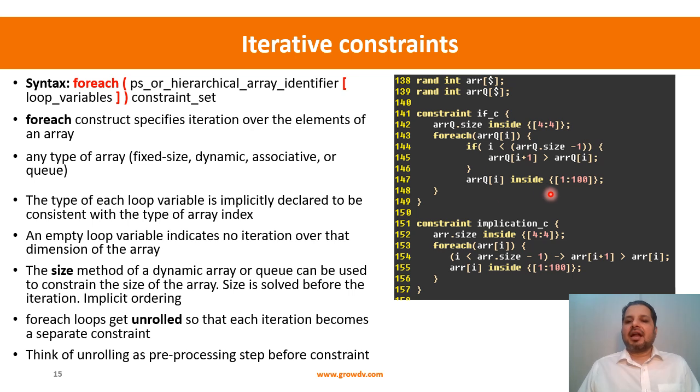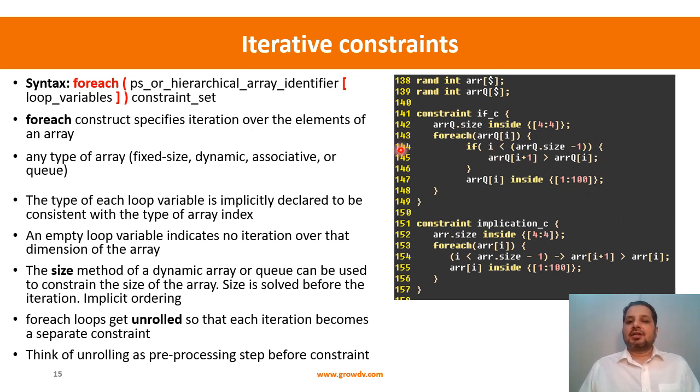And then we have an additional constraint saying that each of the elements should be in the range of 1 to 100. So it has to pick a number between 1 to 100, and then it will have 4 elements, and each of those elements, whatever random numbers it has picked between 1 to 100, will be arranged in ascending order.